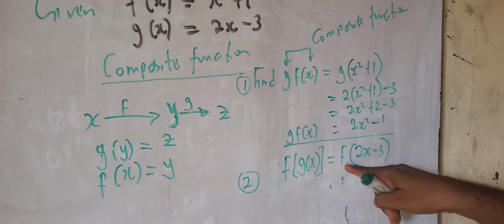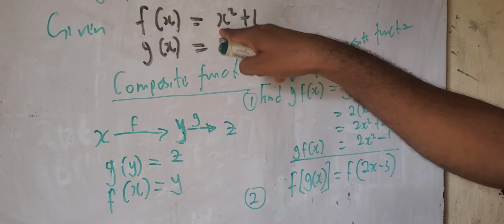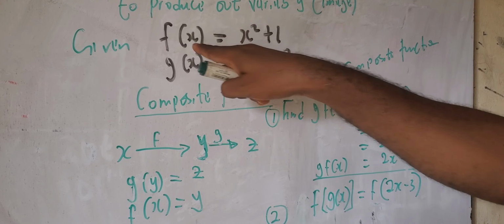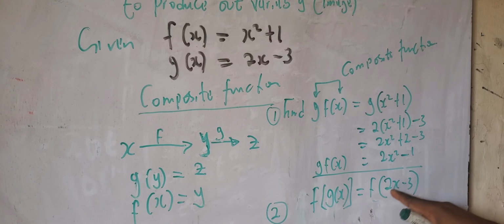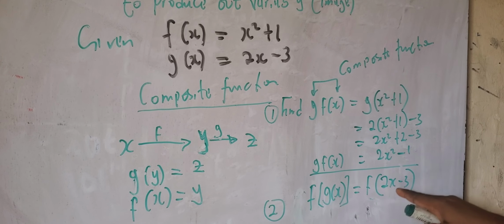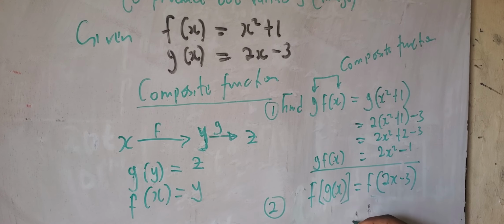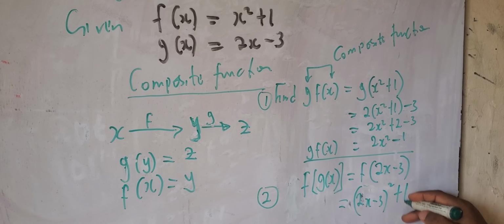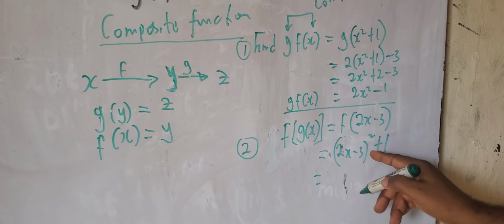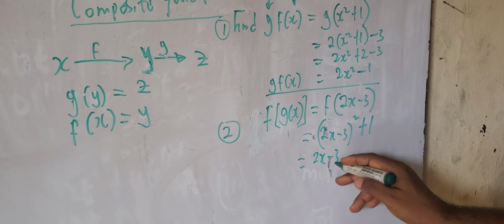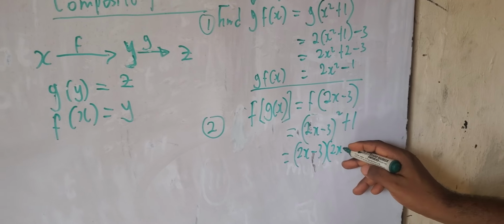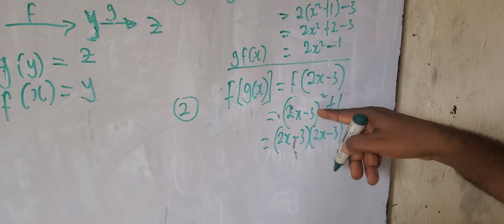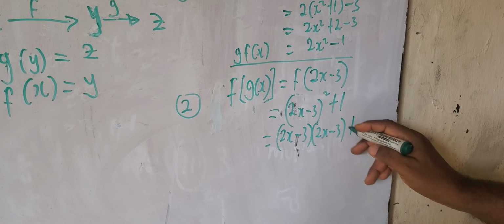So what this one is saying is that whatever is inside here, square it, then add 1. When x is there, we square it, then we add 1. Now, instead of x, we are having 2x minus 3. So we are going to square whatever is there, then add 1. So this becomes (2x minus 3) squared, then we say plus 1. When we open this bracket, this means (2x minus 3) times (2x minus 3). That's the meaning of (2x minus 3) squared. Then we say plus 1.